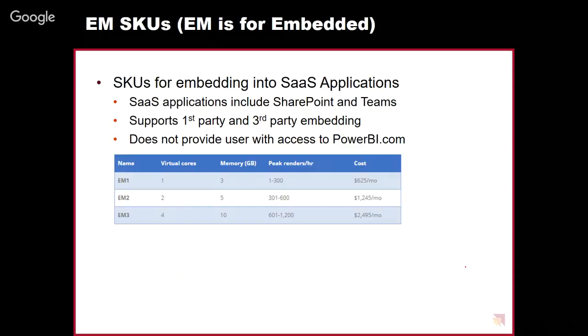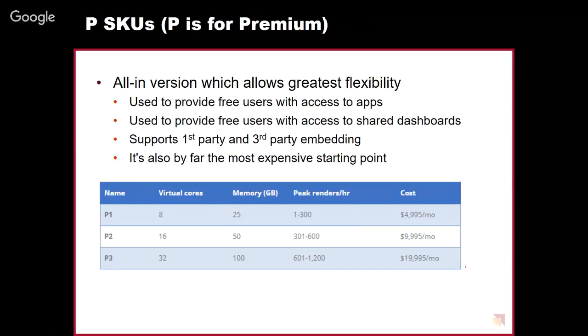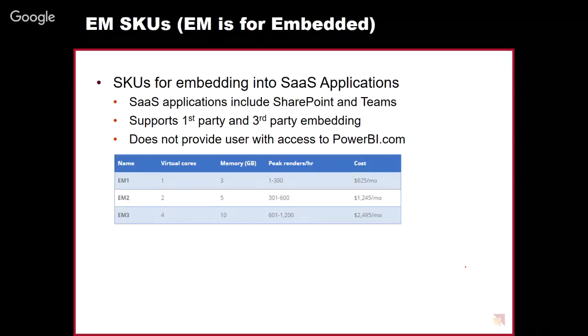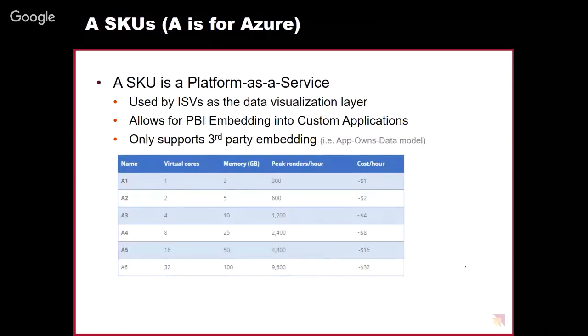There you go. Okay, there's also EM SKUs. And EM SKUs, I think to some degree, Microsoft put them out and was a little bit regretful because they hadn't pushed out the Azure SKUs yet. But the idea is that you're just going to use embedding and you're not going to have people going through the Power BI service. So don't focus on EM, focus on the one which is the P SKU. And I'm going to jump over EM and the A SKUs.